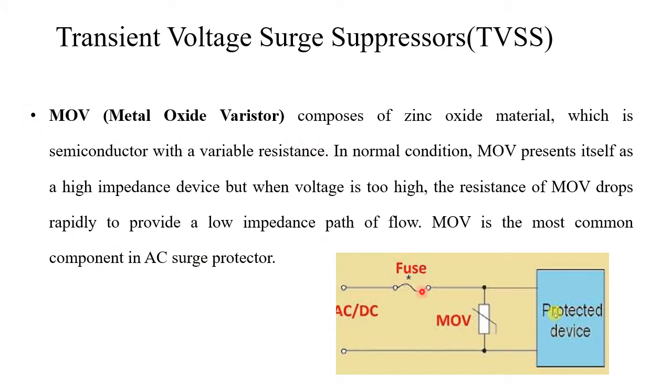The metal oxide varistor is normally placed at the load side, before the appliances or equipment. It is a semiconductor device with high resistance. At normal conditions, it acts as an insulator, but when the voltage increases, the resistance of the metal oxide varistor drops rapidly and it provides a low impedance path to the ground. Hence it acts as a surge diverter or suppressor.